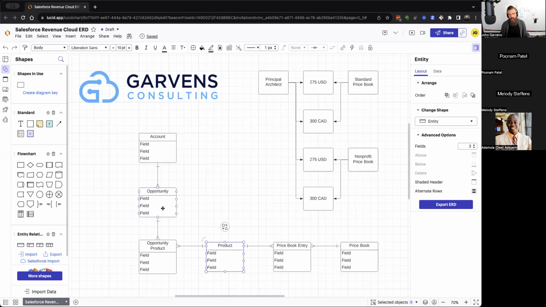If there was a direct relationship between an opportunity and a product, I'd have to create one product for every opportunity or vice versa. Yeah, that makes sense. So that's where the junction, similar to the price book entry, allows us to have that variability. By creating that junction object in between, we're able to account for all those variations.